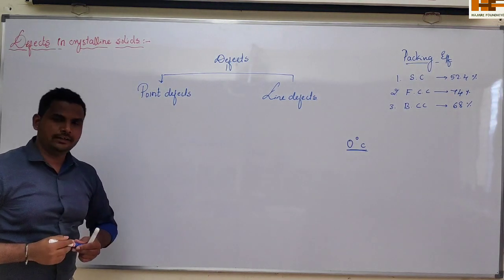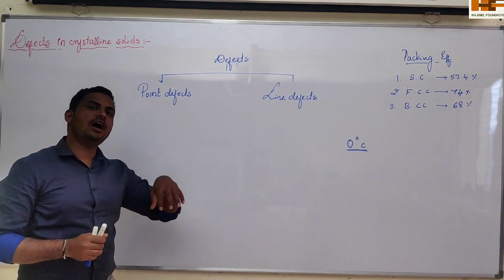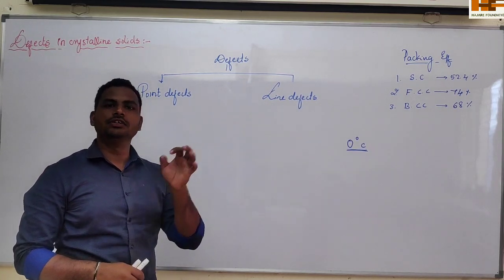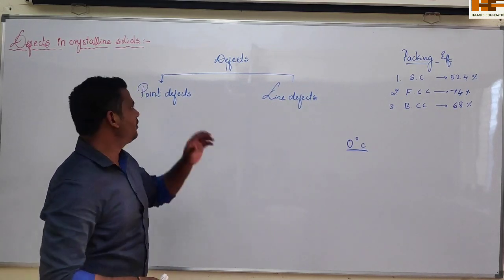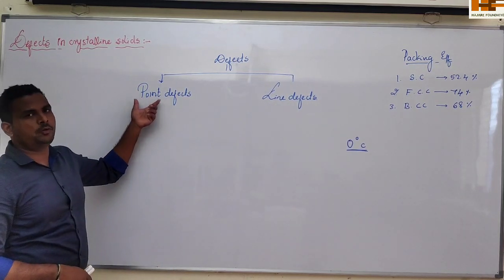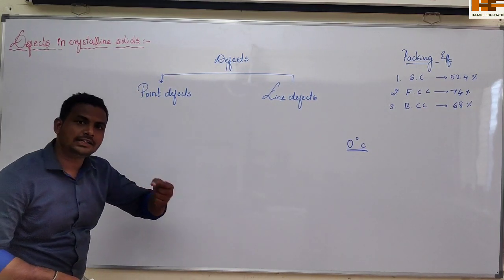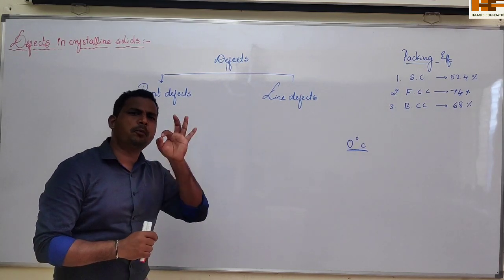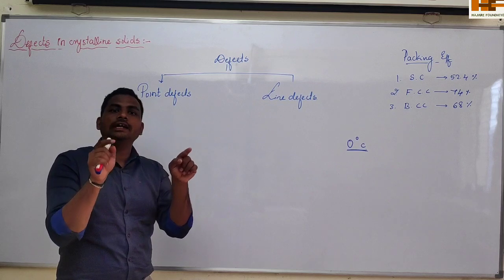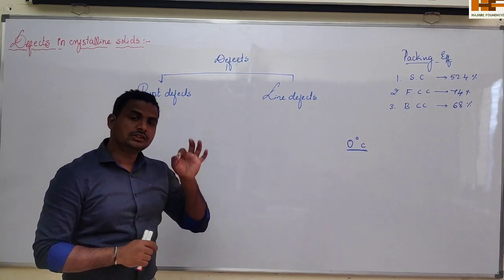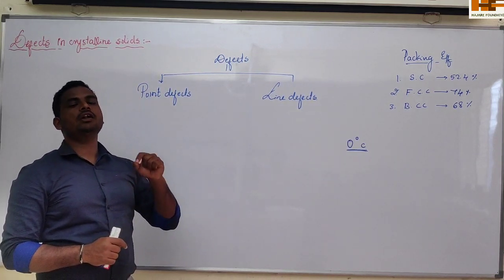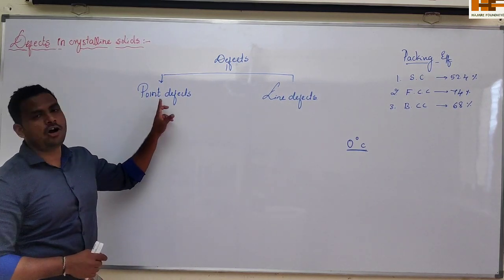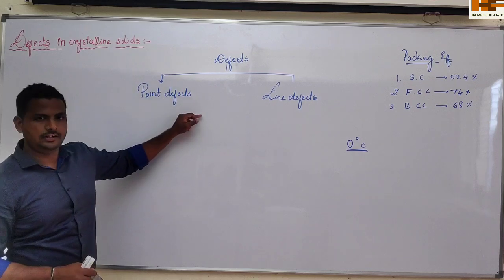What is meant by point defects? If there is a missing of atoms or ions in the crystalline solid, we call it a point defect. Point means the missing of atoms from the lattice site. Lattice site means the point where the constituent ions can be represented. If the anion, cation or molecule is missing from this point, we call it a point defect.